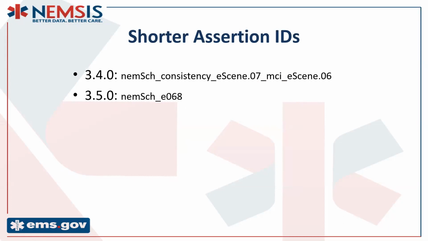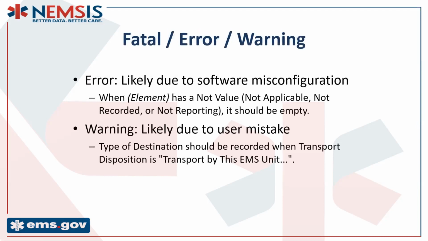You won't be able to tell what the rule pertains to just by looking at its ID, but it'll be a lot handier when you're talking with other people and you say, oh, it's the EMS rule number 68. That's the one I'm having problems with. We did change the approach to fatal versus error versus warning rules in the national Schematron schemas.